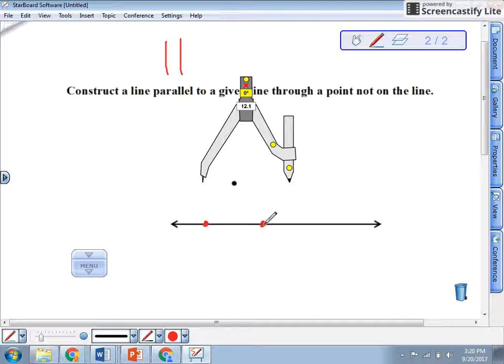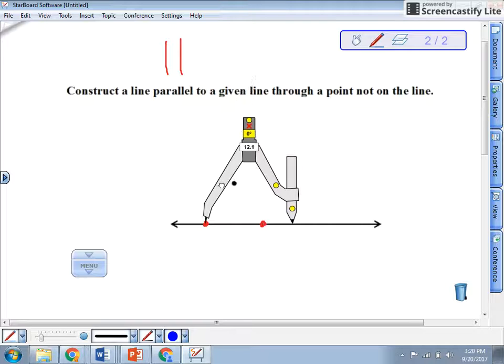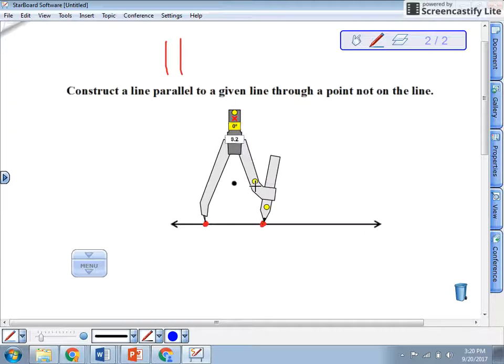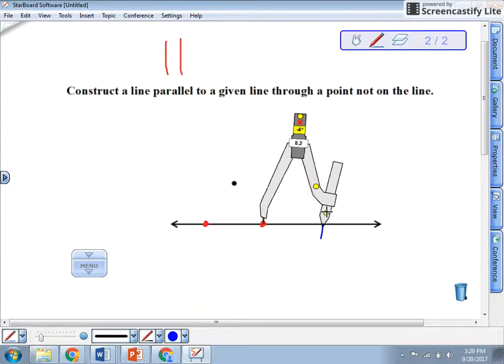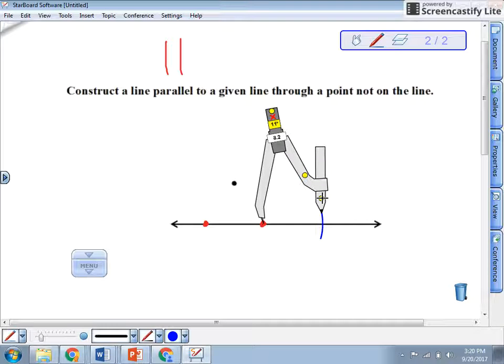Then what we're going to do is measure that distance we just made. So we'll put our compass right there, and we'll measure what that distance is. All right, this is the distance. Now that we know that distance, we're going to put another tick mark on this side. Whatever that distance is, we're going to make another mark over here, which gives us another point. So there's my third point.